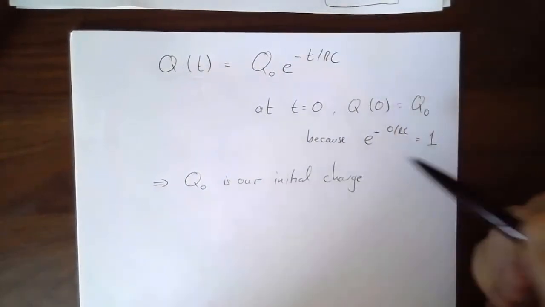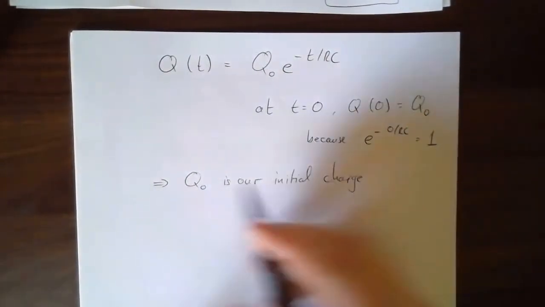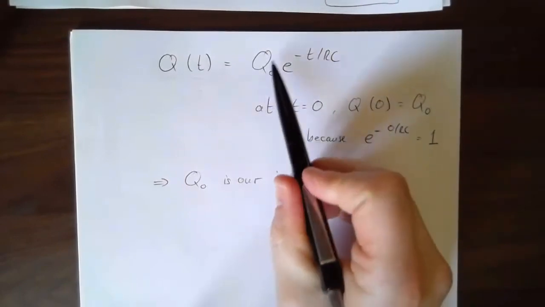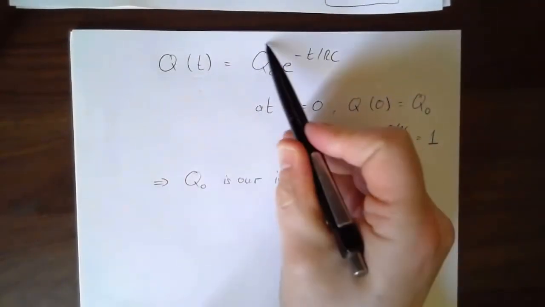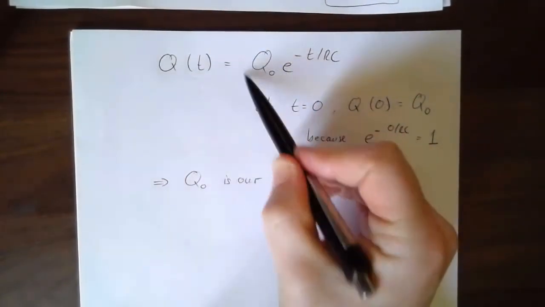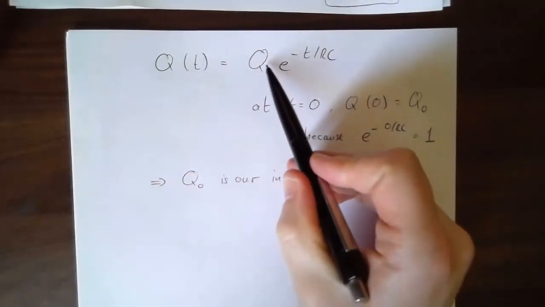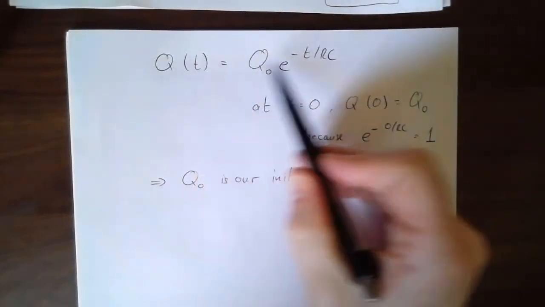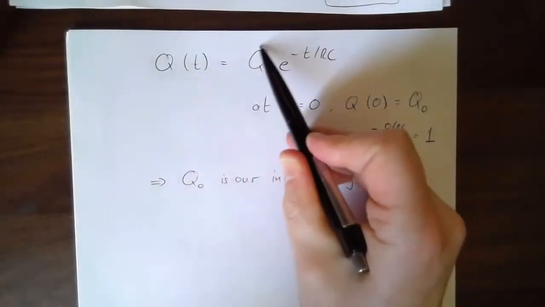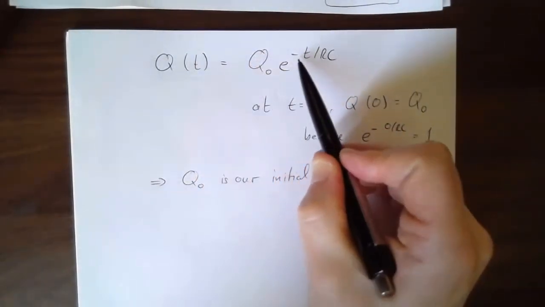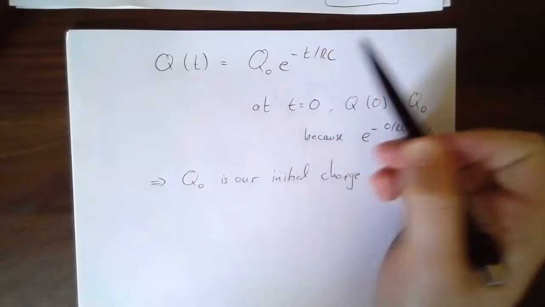So if we know that we start with a certain amount of charge in the capacitor, say 3 coulombs, we're going to plug 3 coulombs in as the constant here. And then if we come in a second later, the charge that's left is going to be given by the charge we started with times e to the minus 1 second over rc.